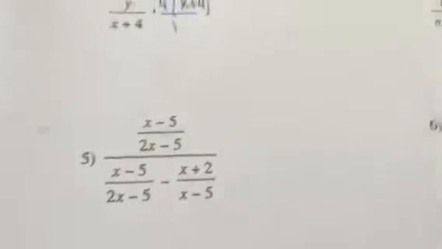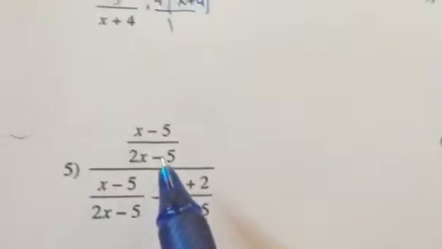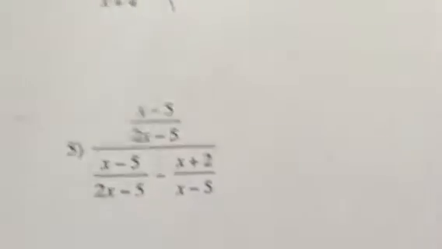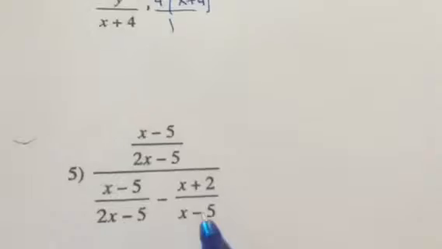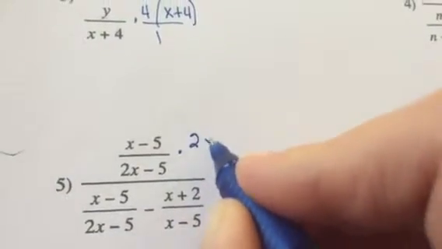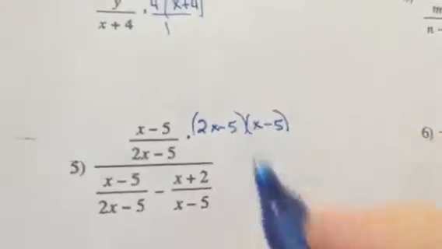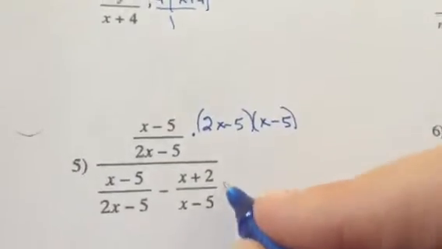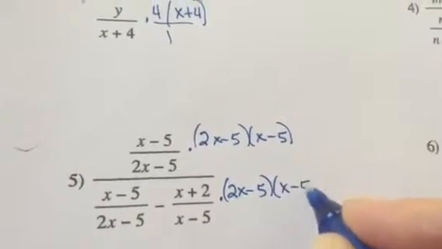All right, let's do one that's a little bit more complex right here. Notice here your denominators are 2x minus 5, so I definitely have to include that one. This one has an x minus 5, so you have to use him as well. So what I'm going to do is I'm going to multiply everything by 2x minus 5 times x minus 5. Okay, what you do to one, you have to do to all. So I'm also going to multiply this one by 2x minus 5 times x minus 5.